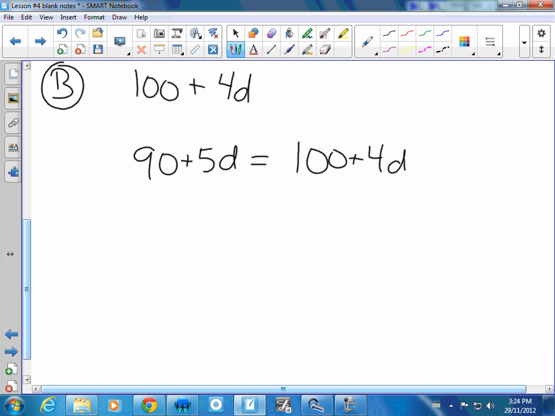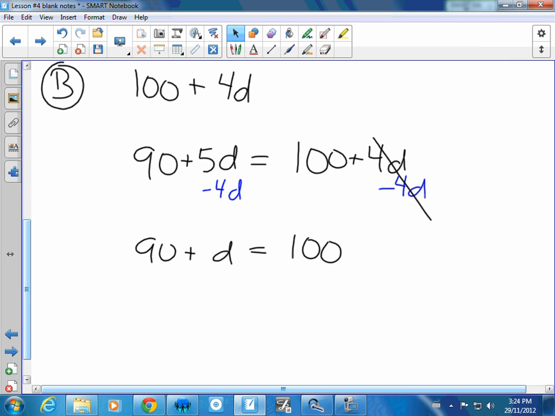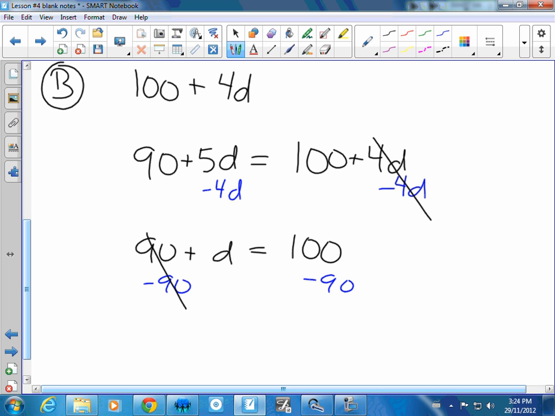How do we get rid of this positive 4D? Negative 4D and negative 4D. Okay. What happens to these D's over here? They're gone. Okay, what are you left with? 90 plus D equals 100. Well, we're getting there. We're getting closer. How do we get rid of this positive 90? You subtract 90 from this side and you subtract 90 from this side. What happens to these ones? So D equals what? What does that mean?